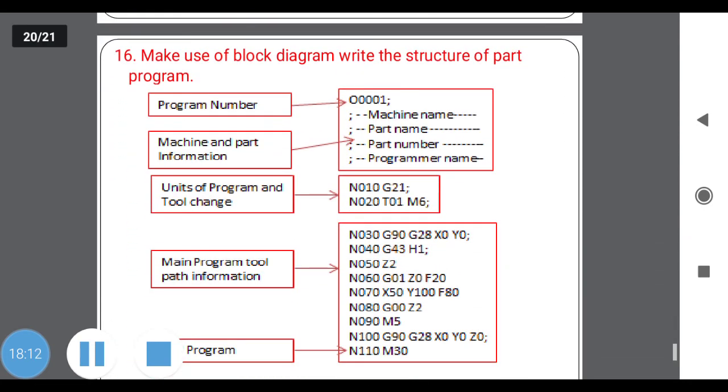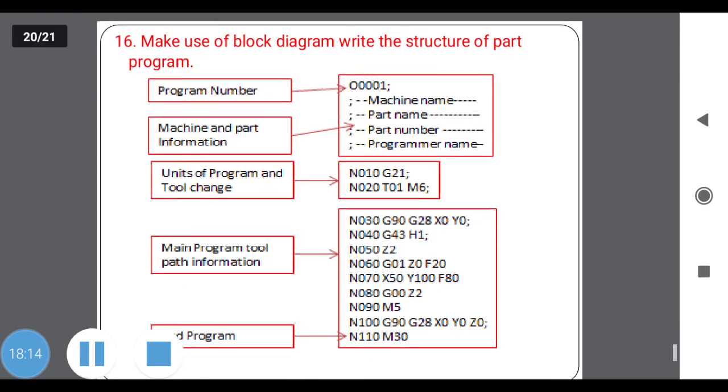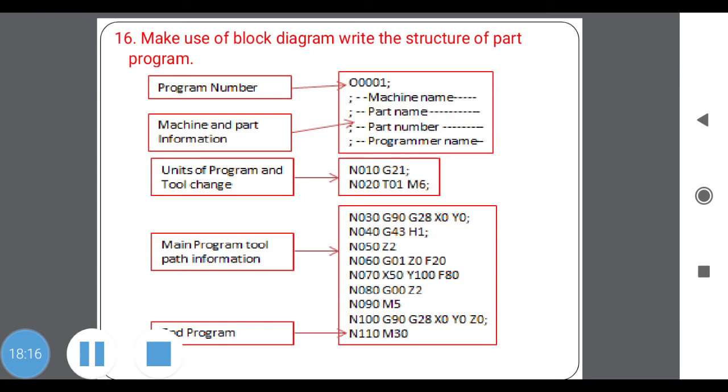Next one is to make use of a block diagram. Write the structure of a part program, or explain the structure of a part program. This consists of 5 main blocks. First one is the program number, that is 0, 1, 2, 3. That indicates machine name, part number and programmer name. That is the number. After that, the second block is the machine and part information. That indicates which machine you are using and which part you are making.